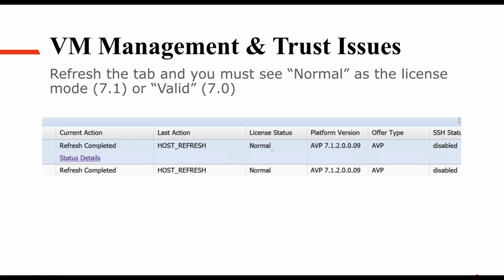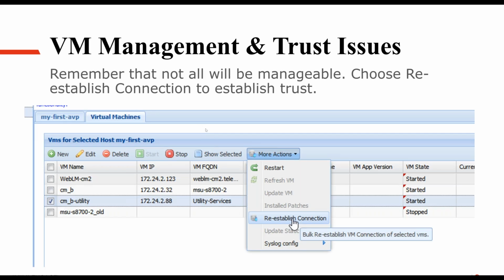Normal if it's a 7.1 system. A 7.0 system would show a valid. But it's important that the license is shown on there for AVP management and VM management.